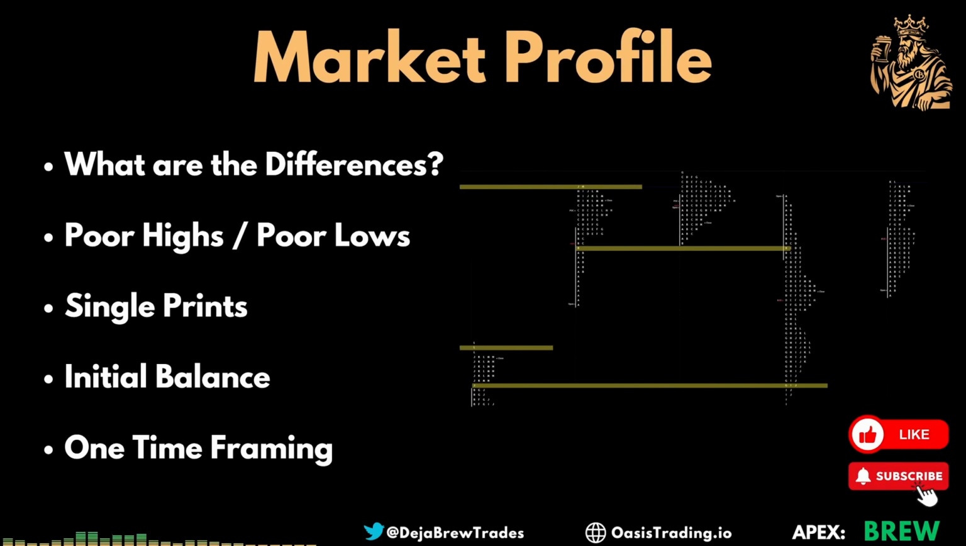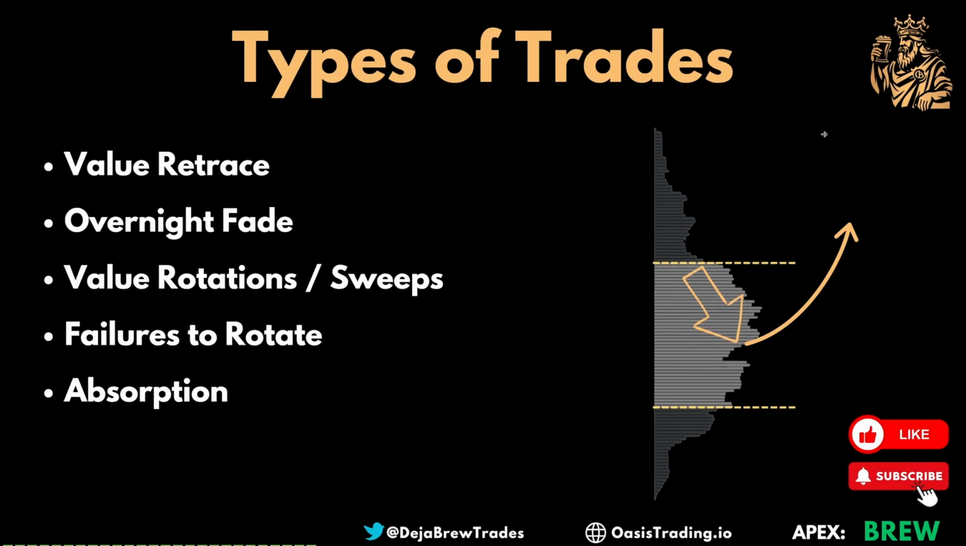We're going to talk about all the differences between a market profile, the poor highs, the poor lows, the single prints. We're going to look at the initial balance, maybe initial balance extensions. And what do I mean when I talk about one time framing? And finally, we're going to close it up with the types of trades, looking into the value retraces, the overnight fade, the value rotations, the sweeps, the failures to rotate. And to close it off, we're going to talk about absorption, because that goes more into our order flow episode that we will close up this series with.